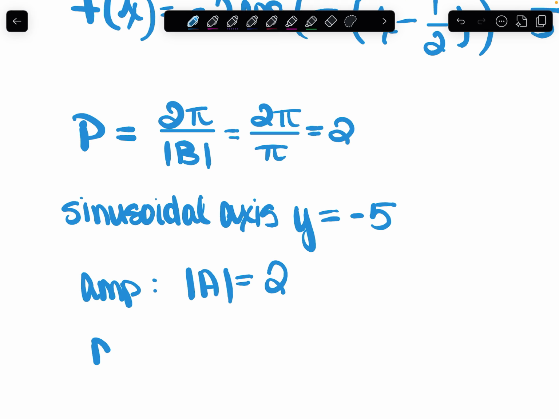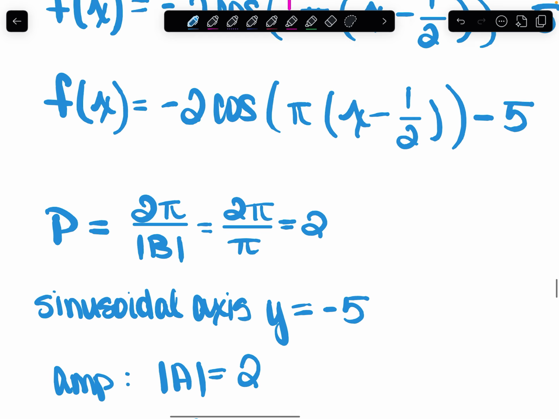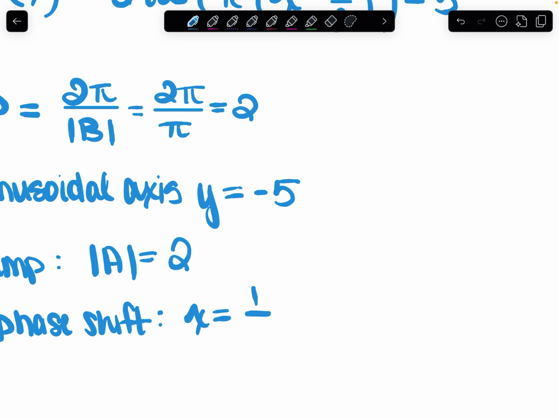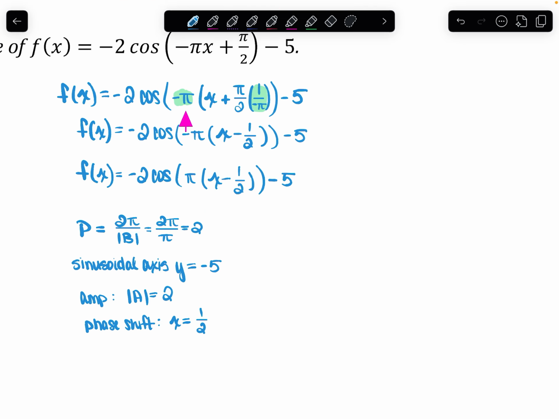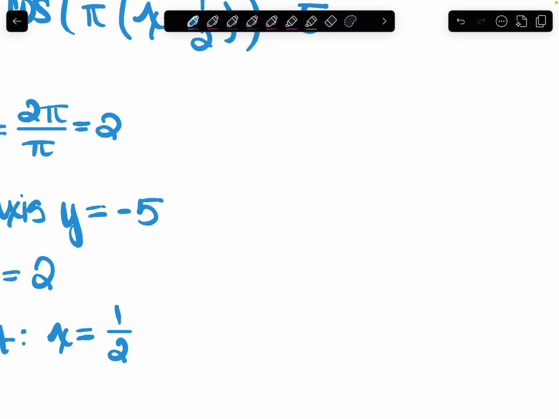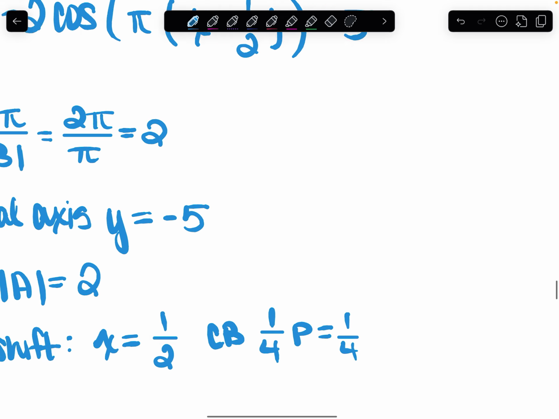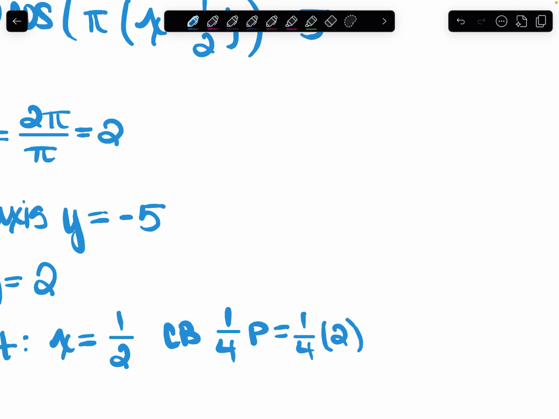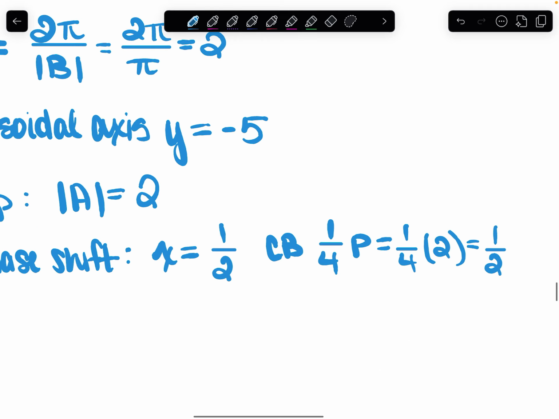Phase shift. That's that starting critical value. We went right 1/2, so we're starting at x equals 1/2. We need our count by. Count by is 1/4 of the period, and the period was 2, I think. Yes, 2. So 1/4 of 2 is 1/2. So we're counting by halves. And now we've got what we need.